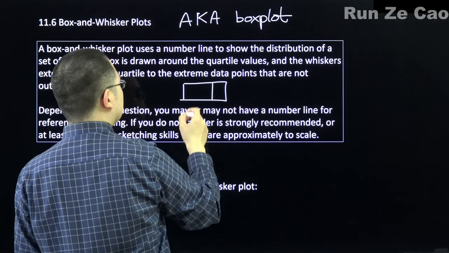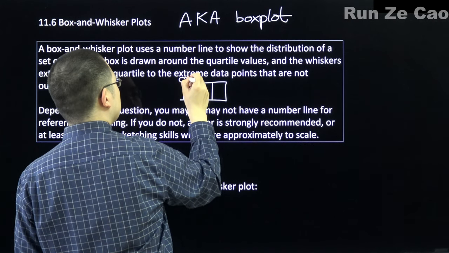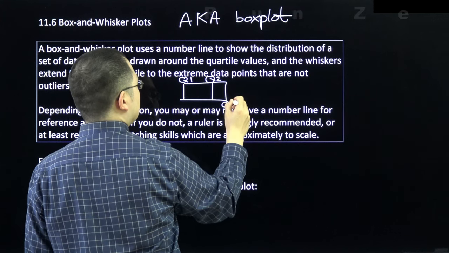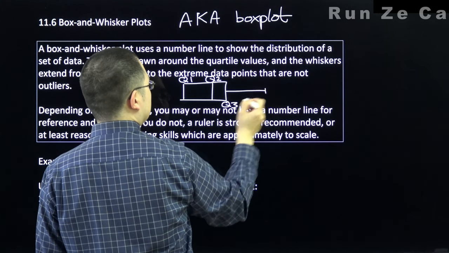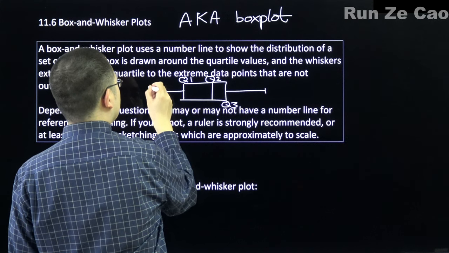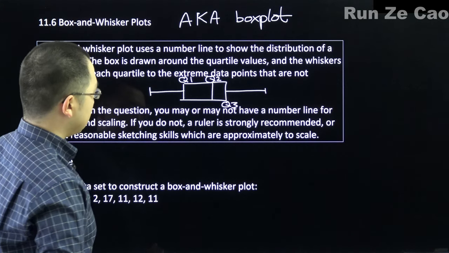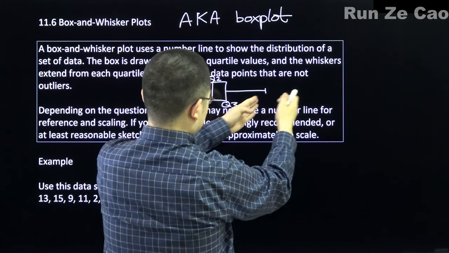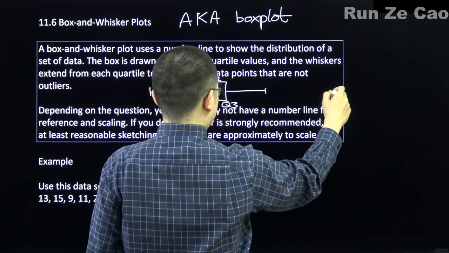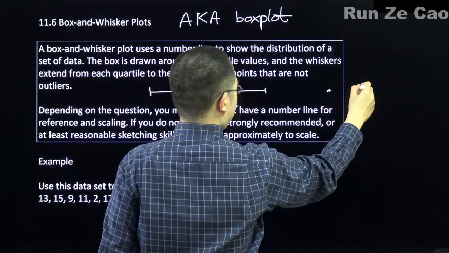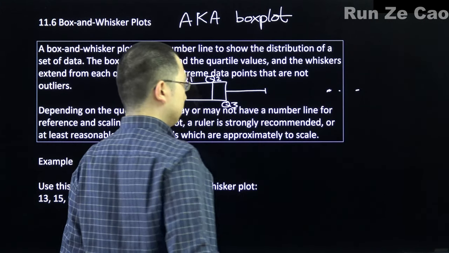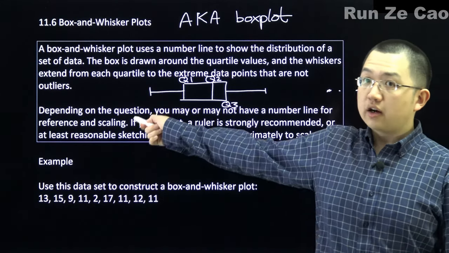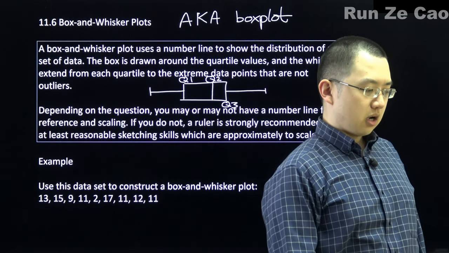Suppose your median is here. This is your Q1, Q2, Q3, and then you draw these whiskers out to however far you need before you hit the 1.5 IQR boundary. And if there are any points out here, you draw them as dots. Same thing for the other end. Just put them as dots.